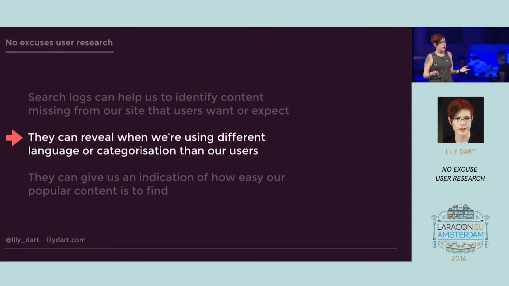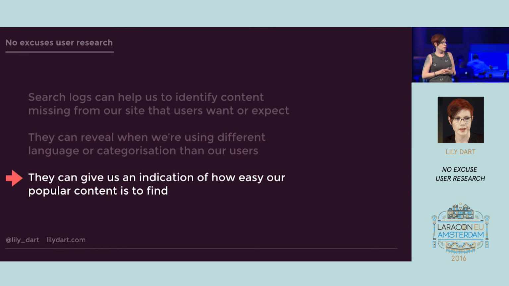They can also help us to reveal when they're using different language or categorization than our users on our products and services. So a simple example of this would be that the site is using zucchini, but the website users are searching for something like courgette. And they can also give us an indication of how easy our popular content is to find. So through this, in some ways, we may be able to identify some usability issues. For example, if we know that our most popular pages are hidden deep in the navigation, then it might be that there's an uneven weighting on how many people are using search for those particular topics, because they matter to them more.